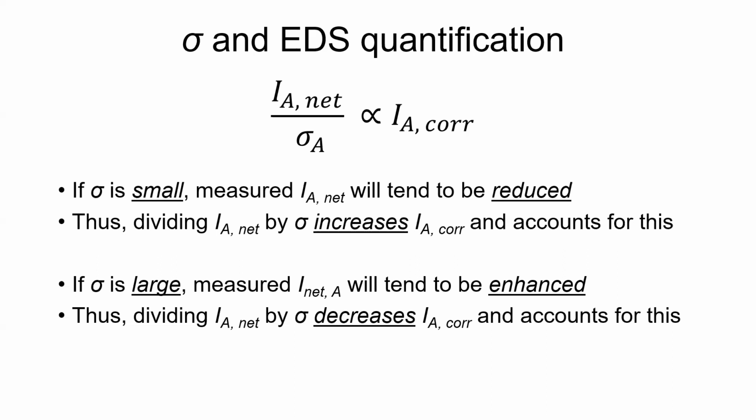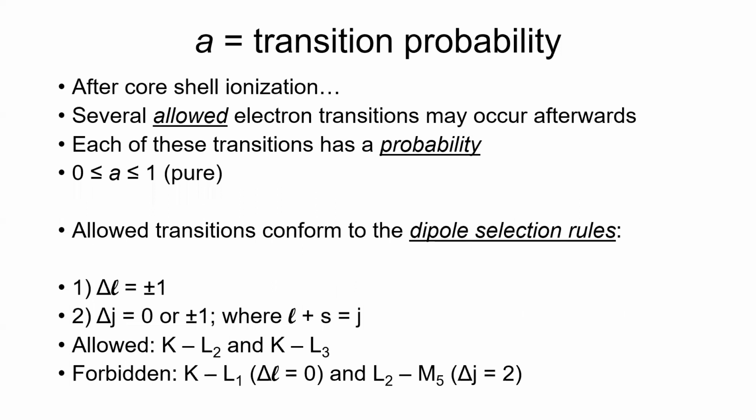And by extension, if I have a large cross-section, I'm going to tend to measure a net counts that's larger than expected. So dividing through by sigma will decrease the corrected counts and again helps to account for it. Okay, so the next thing is the transition probability.